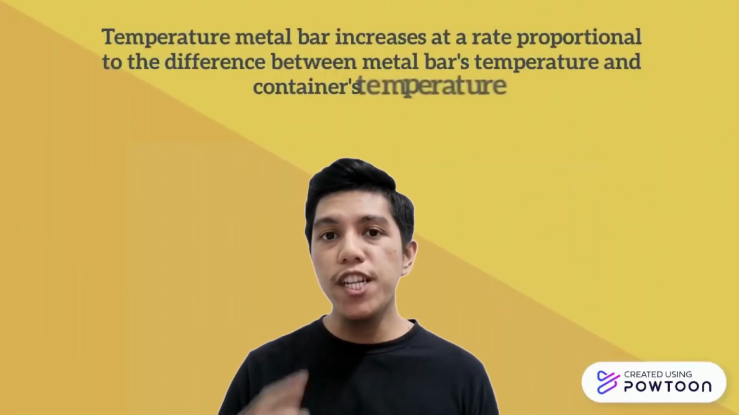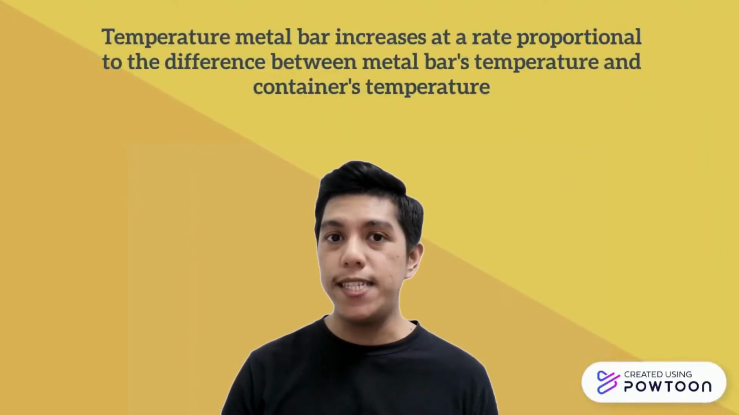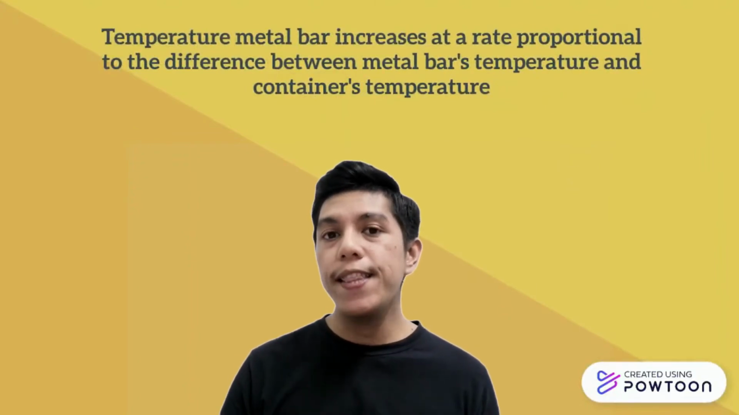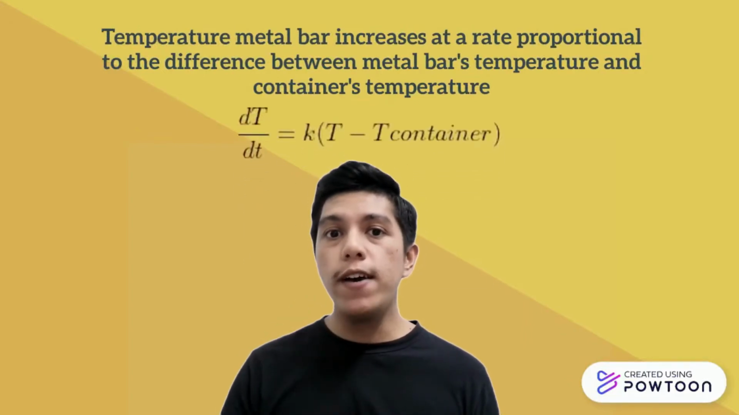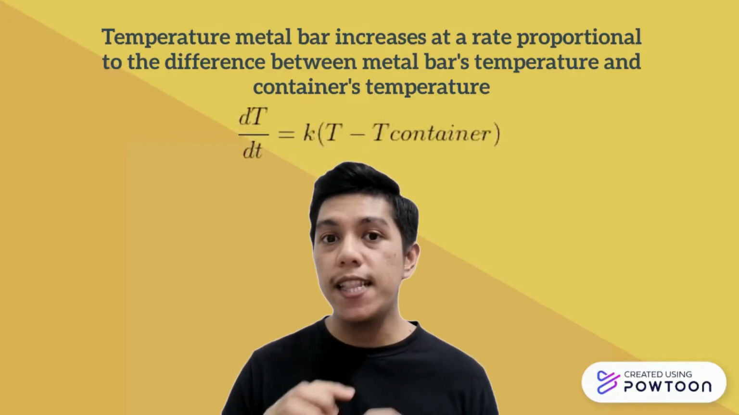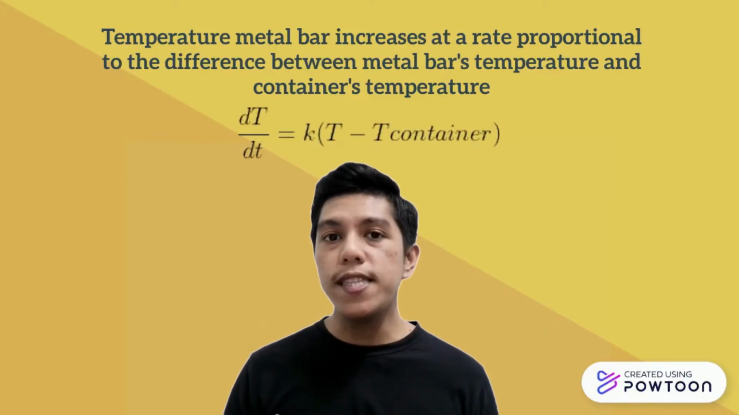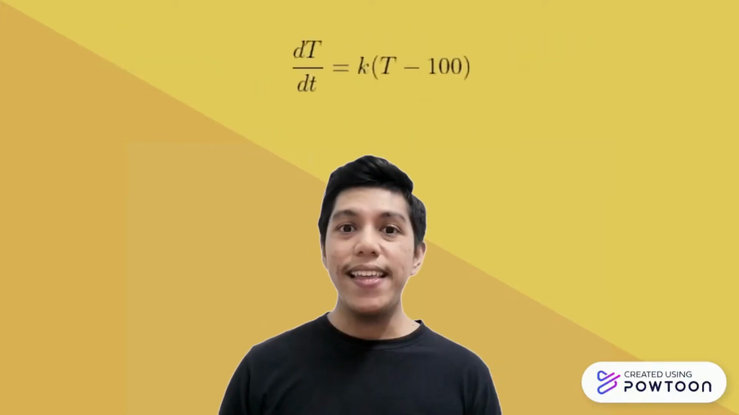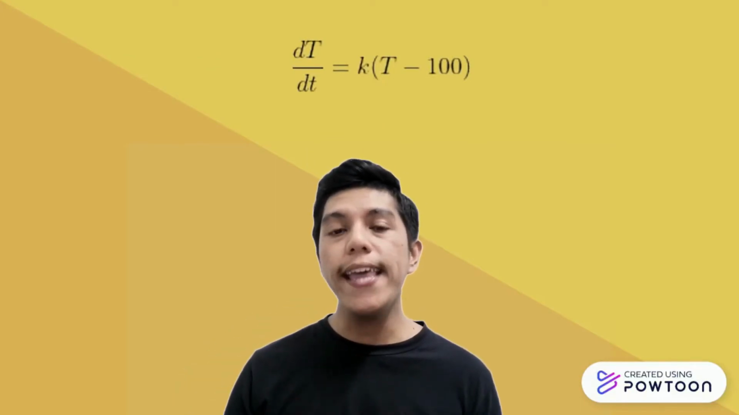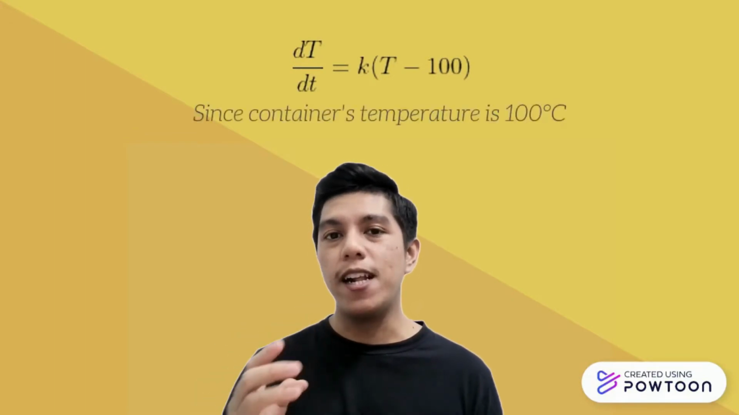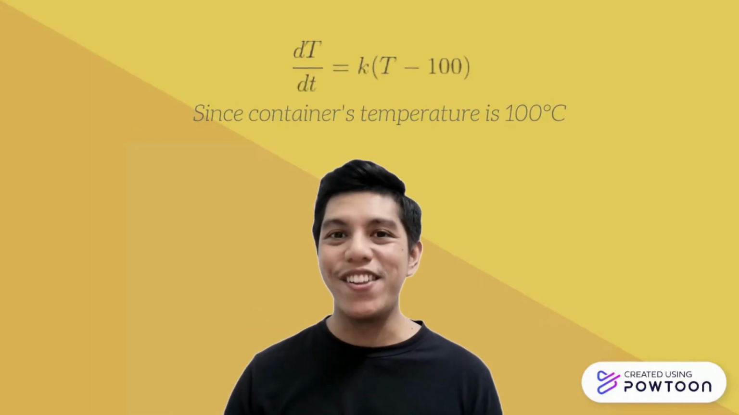The temperature of the metal bar increases at a rate proportional to the difference between the metal bar temperature, capital T, and the container temperature, capital T container, as we have dT over dt equal to k times bracket capital T minus capital T container, where k is the constant of proportionality. Then it will be dT over dt equal to k times bracket capital T minus 100, as capital T container is equal to 100.